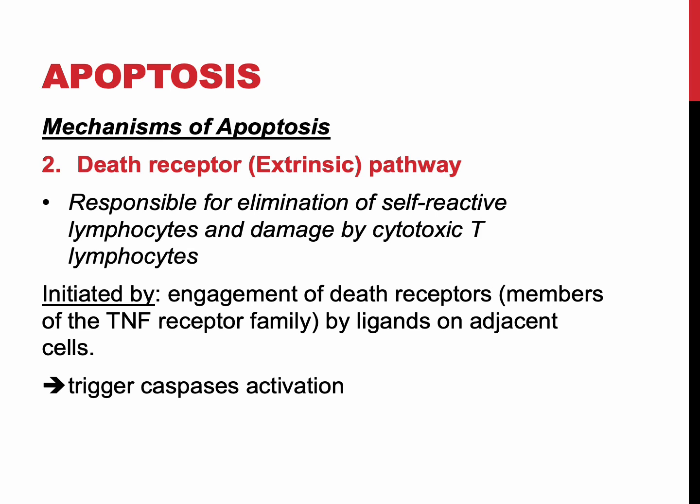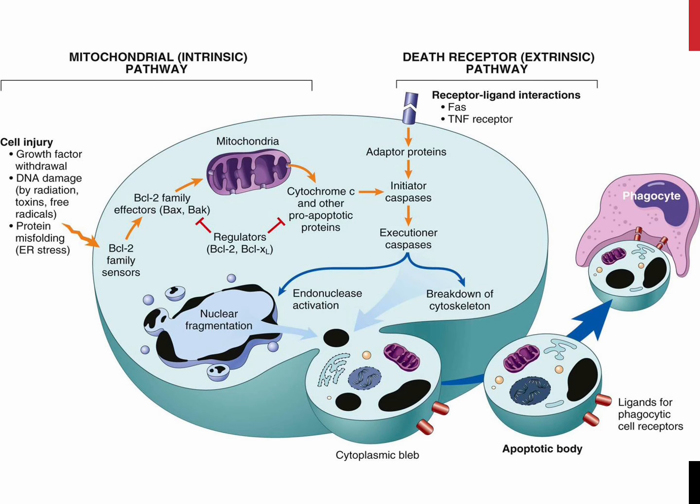The second mechanism of apoptosis is the death receptor pathway. This type of pathway is often activated when we want to eliminate lymphocytes that are self-reactive, or when we want to prevent damage by cytotoxic T lymphocytes. Typically, this apoptosis is initiated by an activation of a death receptor from the tumor necrosis factor receptor family. You basically have something that binds to that receptor, and that will trigger caspase activation, again leading to apoptosis of that cell. So again, as you can see on the diagram here on the right, the death receptor pathway has this TNF death receptor.